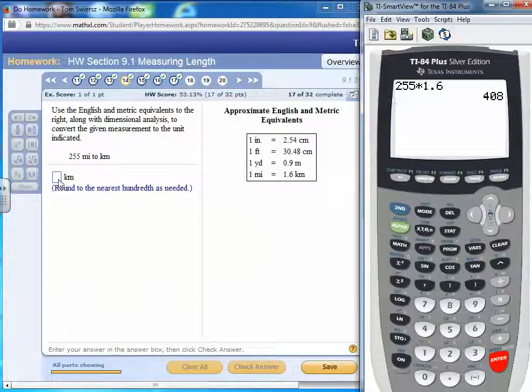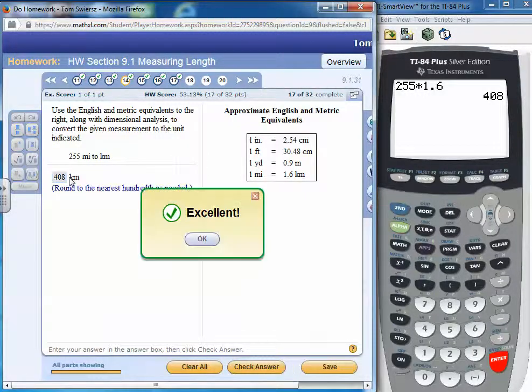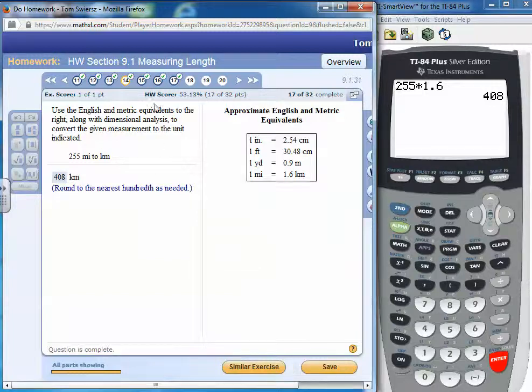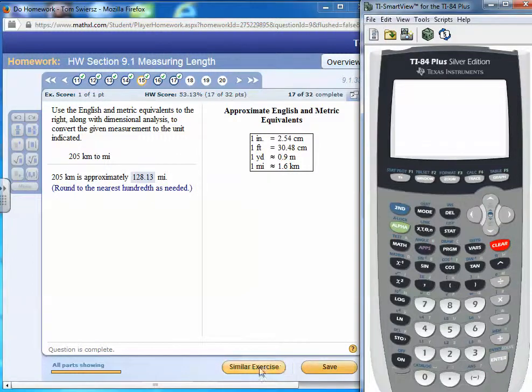408, and again, it's just a whole number, so you don't have to put in the decimals. If you put in 408.00, you'll get it correct, but all you have to do is put in 408, the whole number. If you end up getting a whole number, same idea.